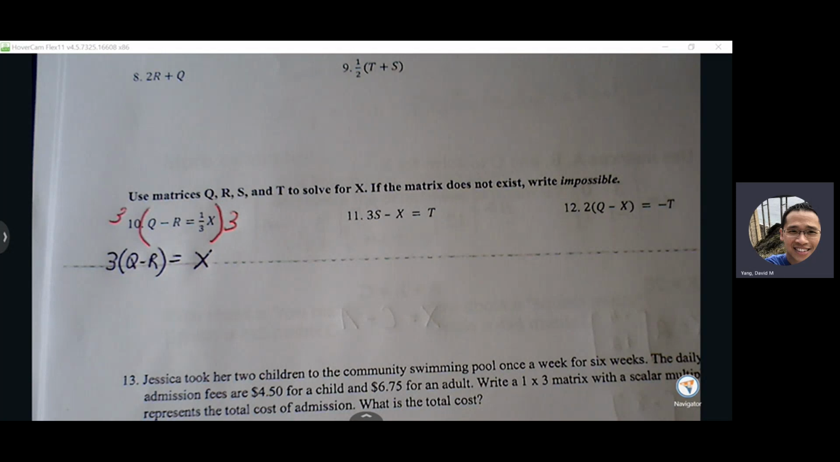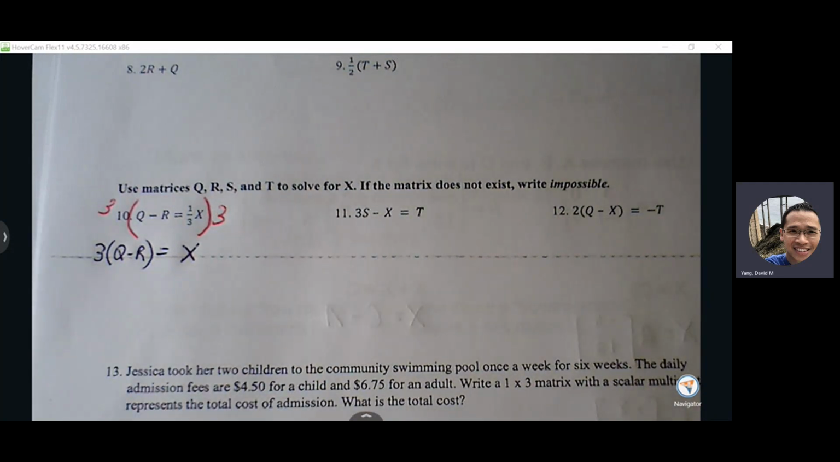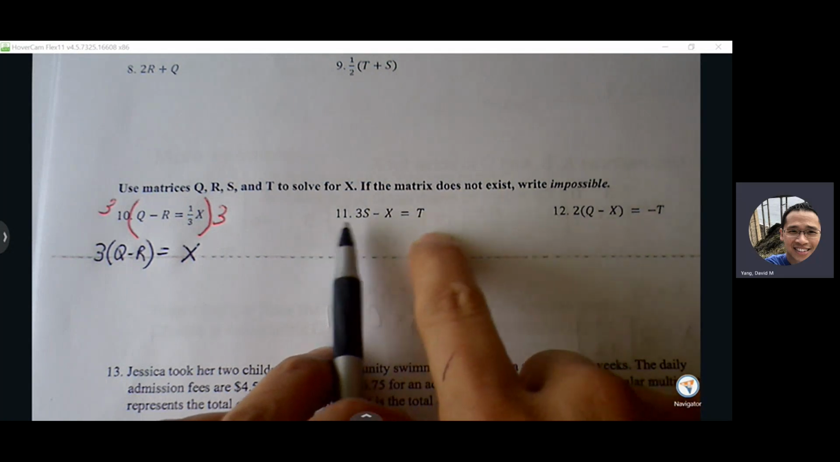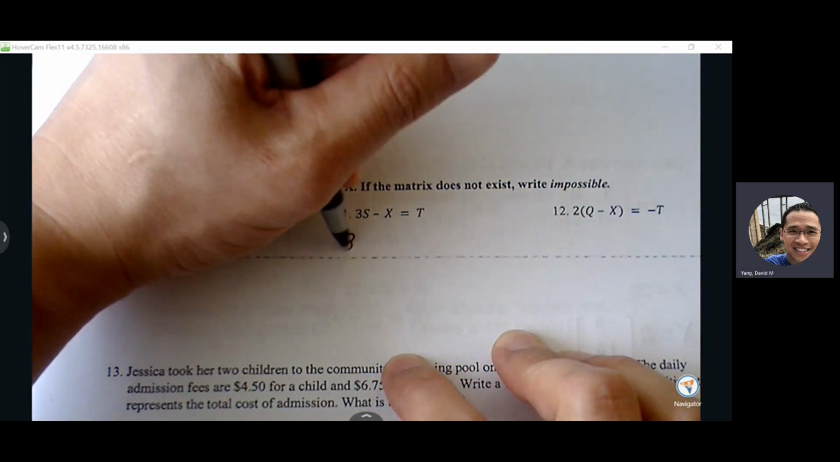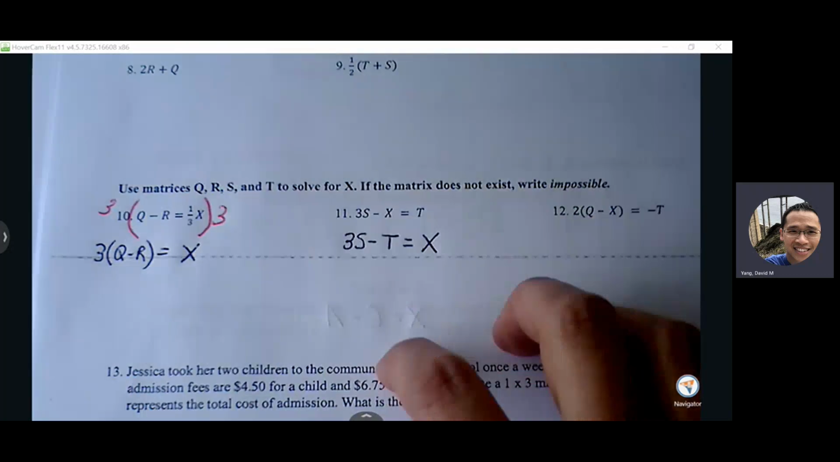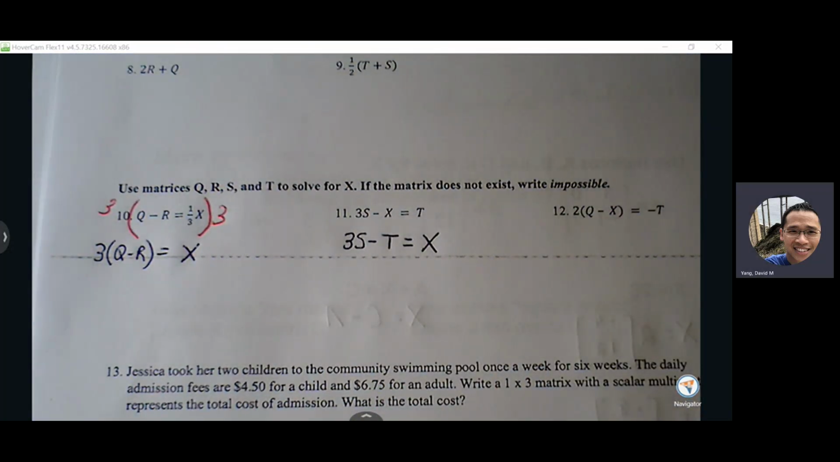So that feels easier. Now you don't have to deal with a fraction. You can subtract q and r first and then multiply by 3, or you can do 3q minus 3r and then merge those together. Okay. I just want to make sure you guys have the setup so that the rest should feel pretty straightforward. Here, if I want to solve for x, I can just add x to this side and subtract t to the other side. So 3s minus t is equal to x. Solve that basic equation, and then you can replace the matrix with the values.